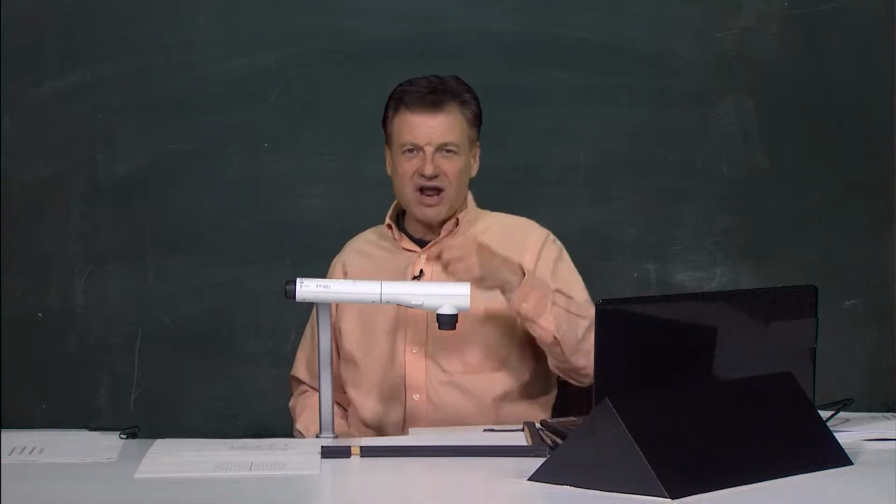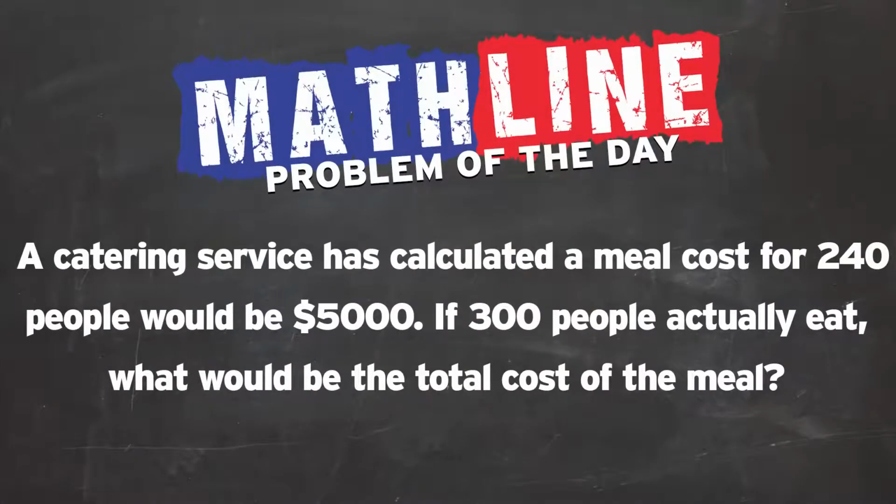Let's go right on to our problem of the day. Problem of the day says, a catering service has calculated a meal cost for 240 people would be $5,000. That's pretty good. That's a lot of good money. Good industry. If 300 people actually eat, what would be the total cost of the meal?